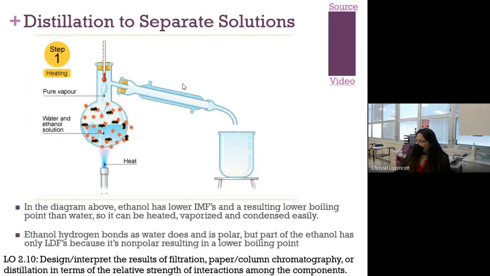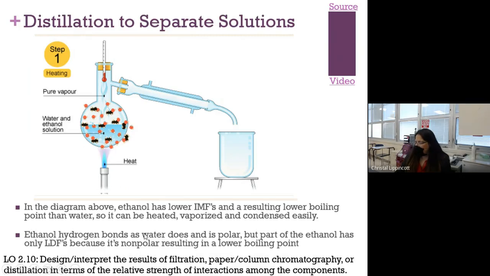All right, distillation to separate solutions. You can heat different solutions up if they have different boiling points. Remember, the thing that has the lowest boiling point is going to evaporate off first at the lowest temperature. You can then collect over one of these distillation apparatuses. You can collect that vapor and condense it back down into a liquid and collect that over here. Okay. The thing with the lowest IMFs is going to have a lower boiling point. It's going to condense away easily and leave the rest behind.